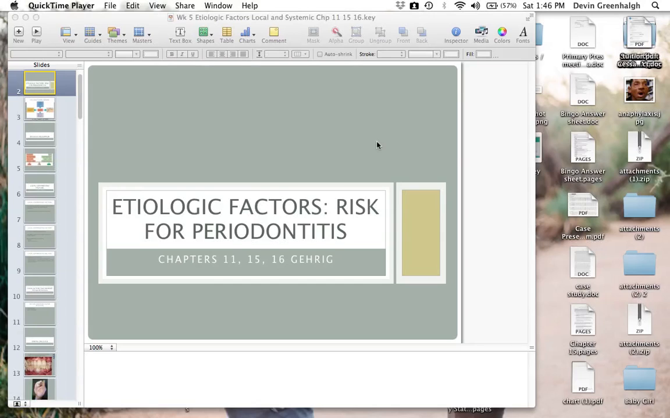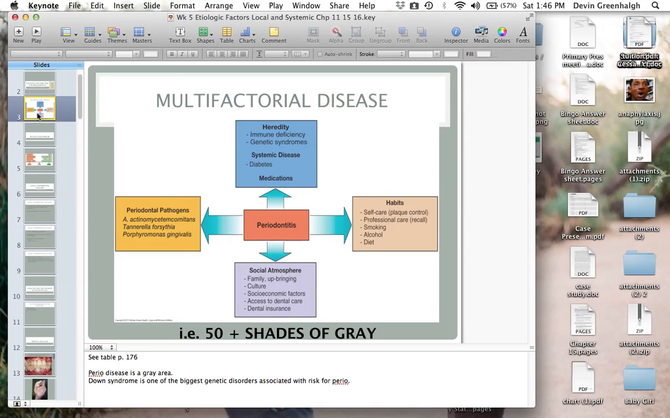Periodontal disease, you have risk factors, right? You have etiologic risk factors. Now, periodontal disease is multifactorial, which means it has lots of things that come together to create it.